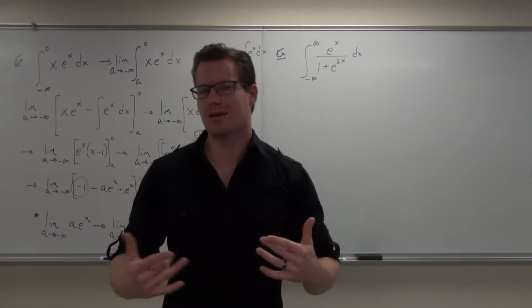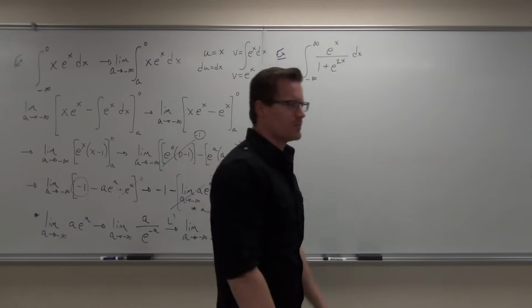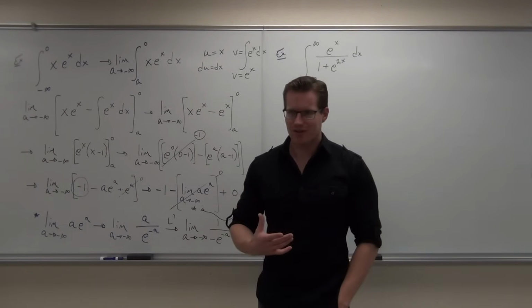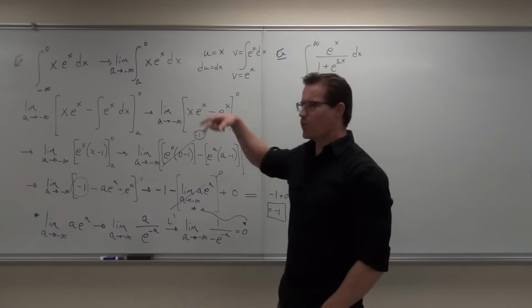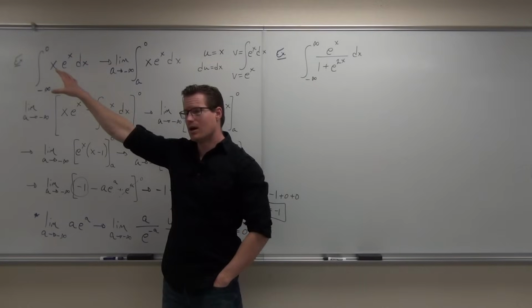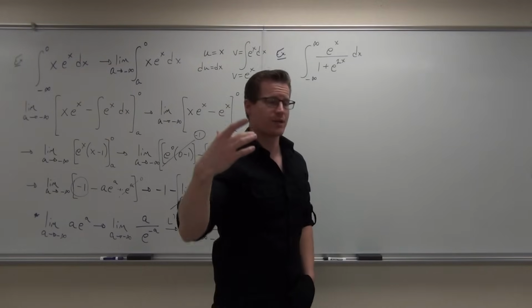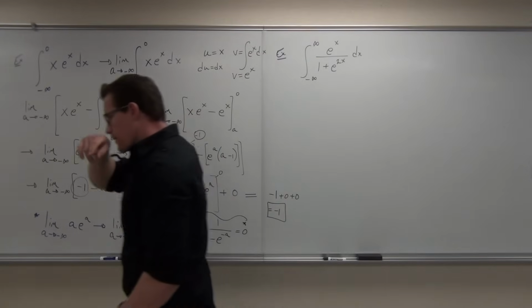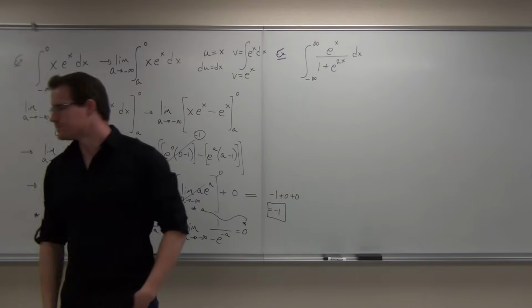Now what's the problem here? What's our problem? It's this idea of, oh my gosh, we've got this double infinite interval, where I'm not going from negative infinity to a number like 0, and I'm not going from 0 to infinity. I'm going from negative infinity to infinity. So what in the world are we going to do? Split it.